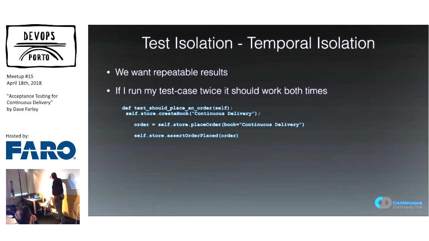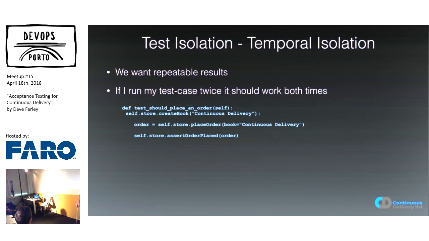We've got a store, and we're going to create a book in the store as part of the setup of the test. We're going to place an order for the book. It's a very good book. And we're going to assert that the order's been placed at the end. That's the test. That's a real executable test case.